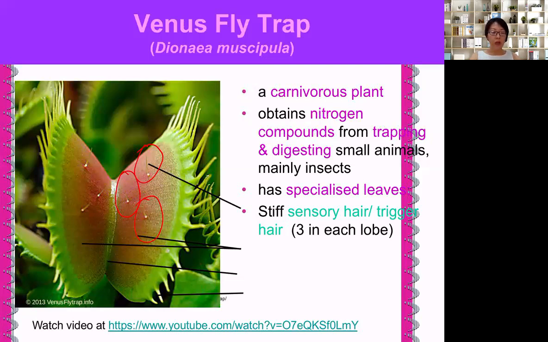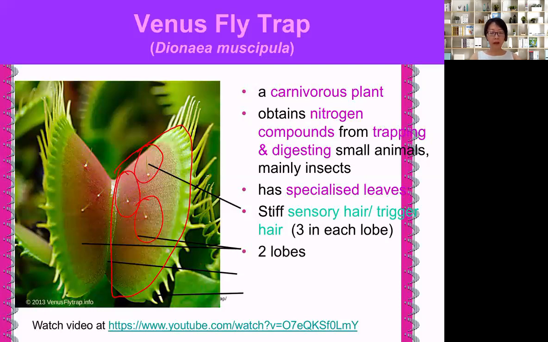Every lobe, this is called a lobe, like your ear lobe, has three hairs. They call it three sensory hairs because they are like sensory receptors. Sensory hair or trigger hair. This is where they can be triggered, where they receive the stimulus. So every lobe has three sensory hairs or trigger hairs.